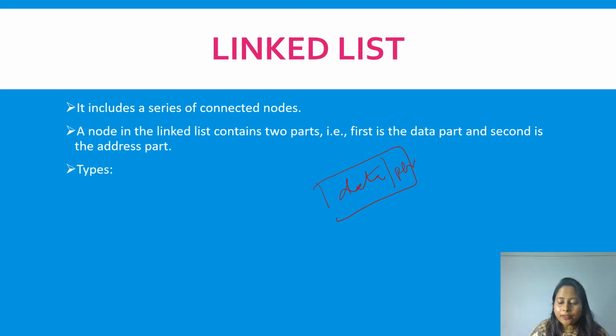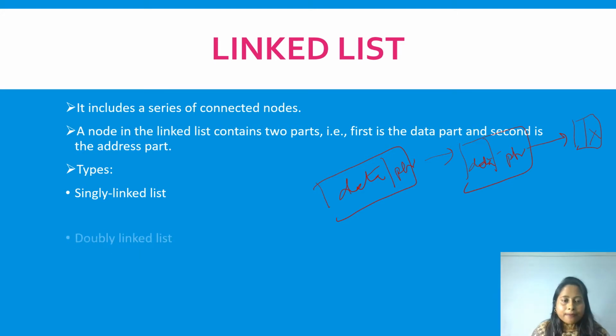Now it is further divided into various types. First is the singly linked list. In a singly linked list, a node is divided into two parts only. Let me give an example of a singly linked list. This is an example of a singly linked list, where the last node will contain a null pointer.